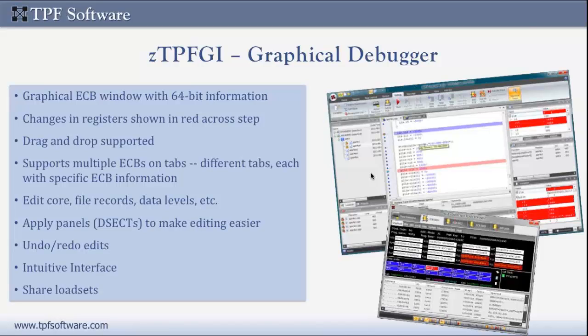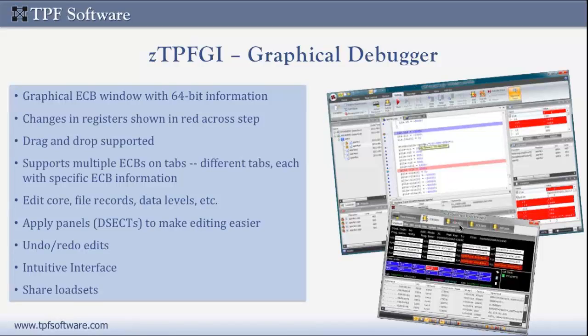And we also support multiple ECB trace. If you look at the snapshot in this slide, there are several ECBs here. Generally, most transactions in TPF have multiple ECBs, so you can control all the ECBs. The developer can decide which ECB he wants to let run.